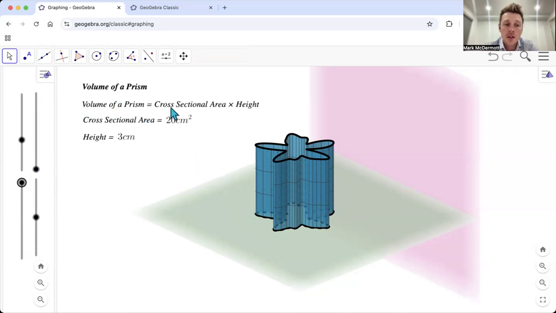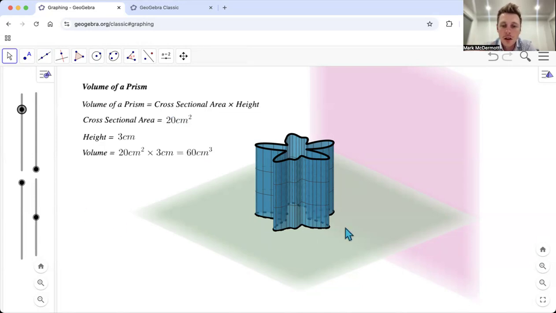Well, the volume is the cross-sectional area multiplied by the height. So it's going to be 20 multiplied by 3. 20 centimeters squared multiplied by 3 centimeters gives us 60 centimeters cubed. And that's basically how you find the volume of any prism. Now, I just wanted to make one other point, which is that it's the cross-sectional area. Strictly speaking, it's the uniform cross-sectional area.